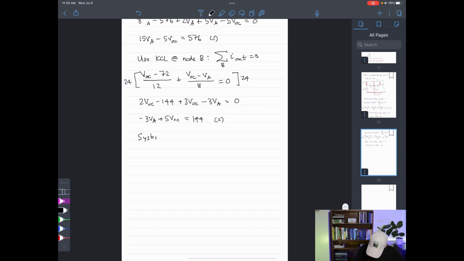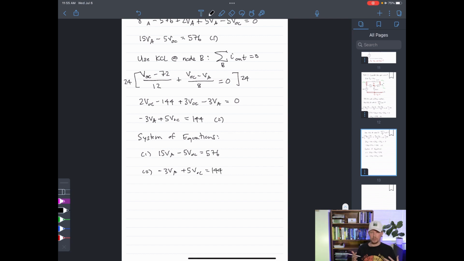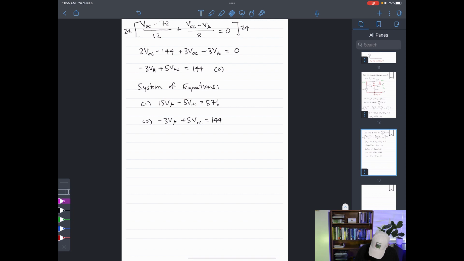So we have our system of equations here. The first equation was 15 VA minus 5 VOC is equal to 576. And then my second is minus 3 VA plus 5 VOC is equal to 144. Now you can use any technique of algebra that you want in order to solve these. I'm going to go ahead and use my calculator to solve this system of equations. So using my calculator, we're actually going to get a value for VA. We're going to get a value for VOC.